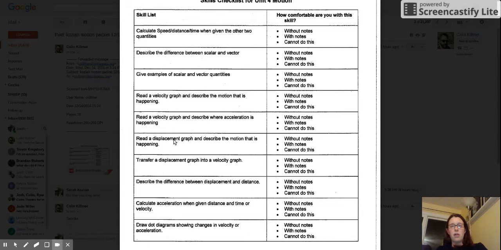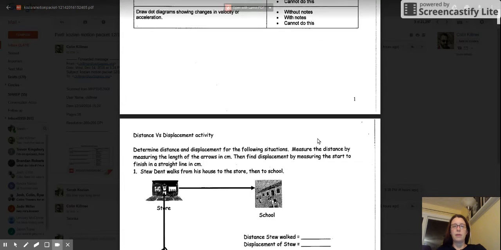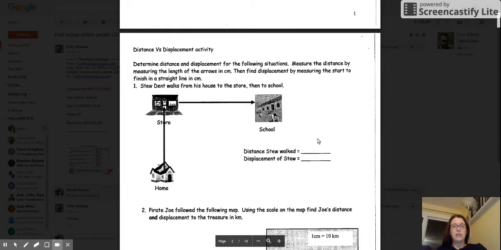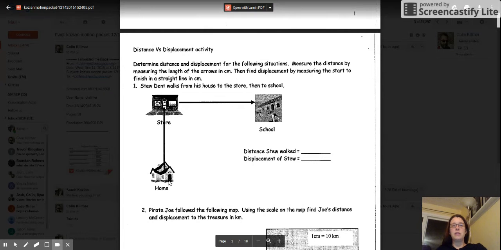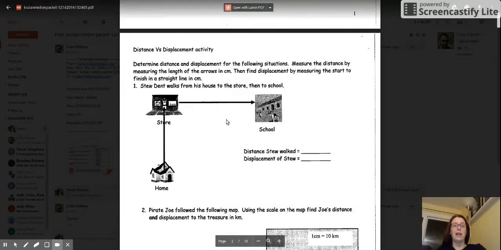And you may have seen them called position graphs, or they may have been called distance graphs. We're going to try to focus on them being called displacement or position graphs from here on out, okay? There's a couple great examples in your packet. Remember, you guys, the difference between displacement and distance. Distance is how far we went. Displacement is how far we are from the beginning, from where we started, okay?